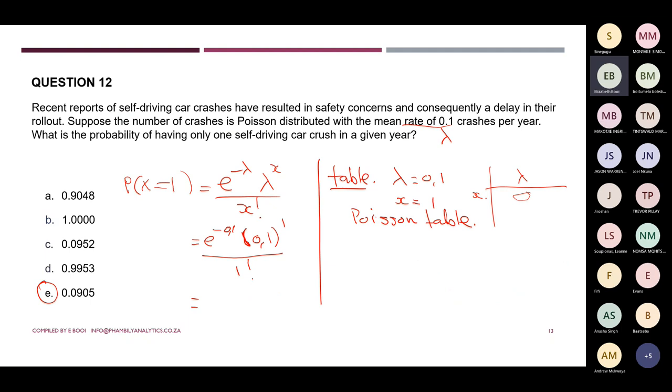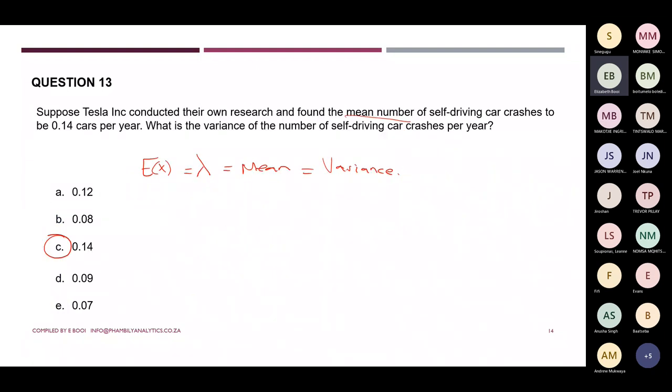With Poisson as well, you can see that they ask you questions to calculate the probability or to calculate the mean, the expected mean, the variance, or the standard deviation. Remember, the standard deviation for a Poisson is the square root of your lambda. That is for the Poisson.